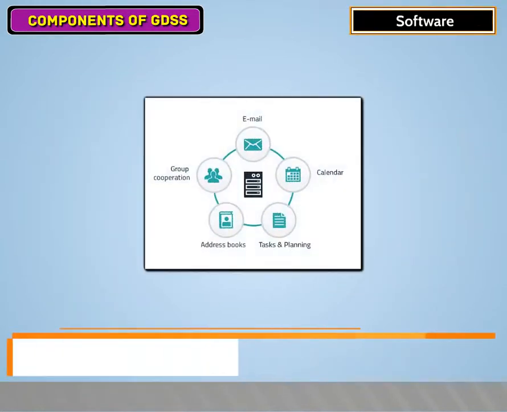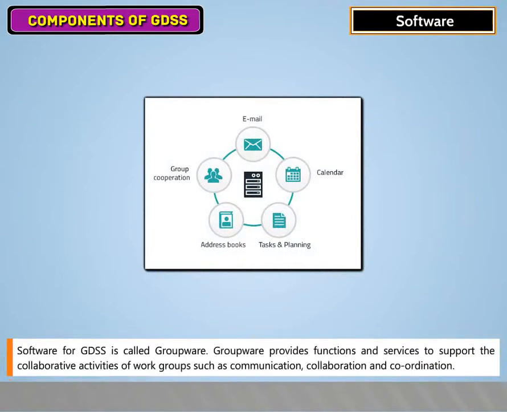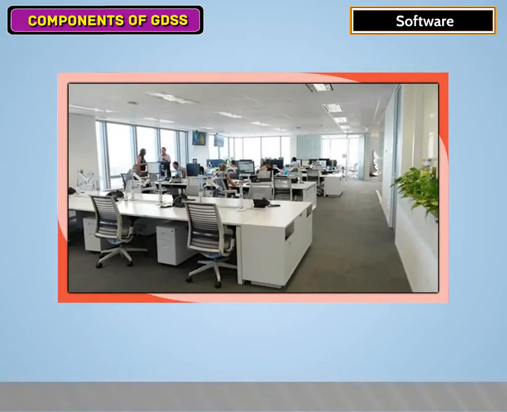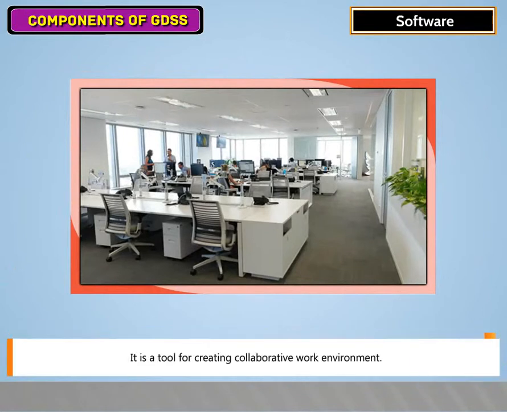Software. Software for GDSS is called groupware. Groupware provides functions and services to support the collaborative activities of work groups such as communication, collaboration, and coordination. It is a tool for creating collaborative work environment.